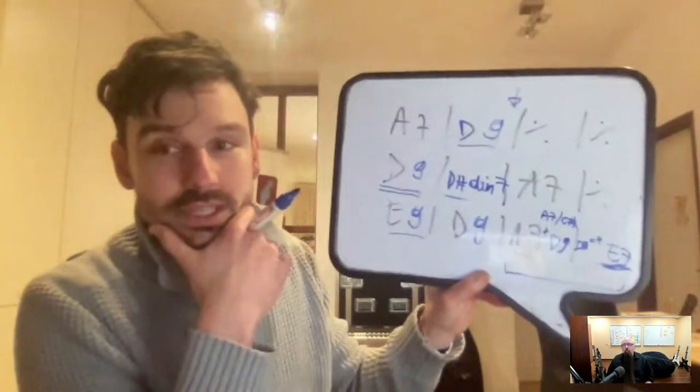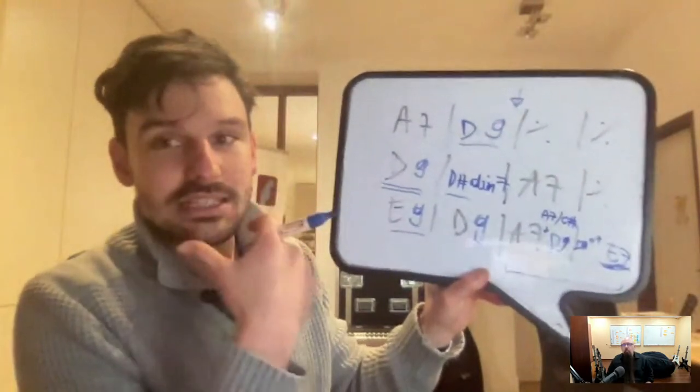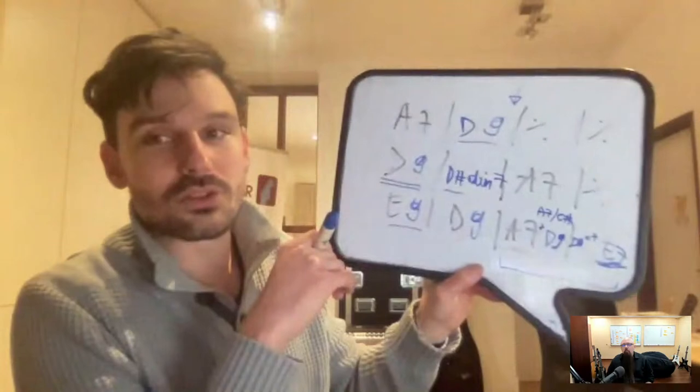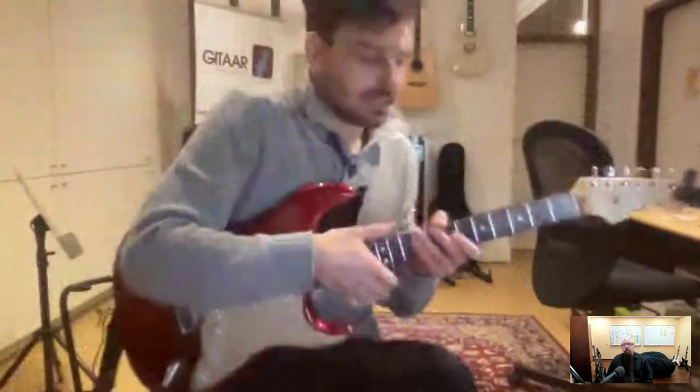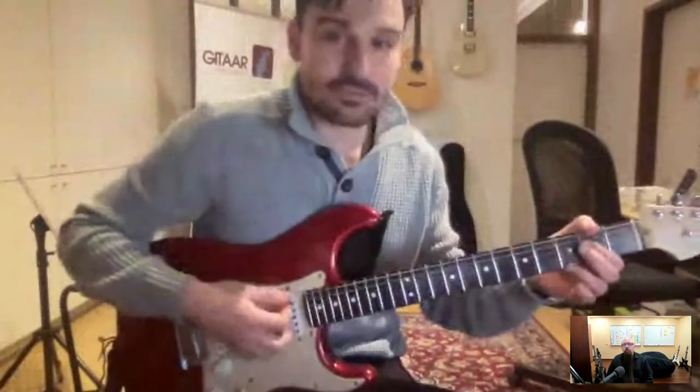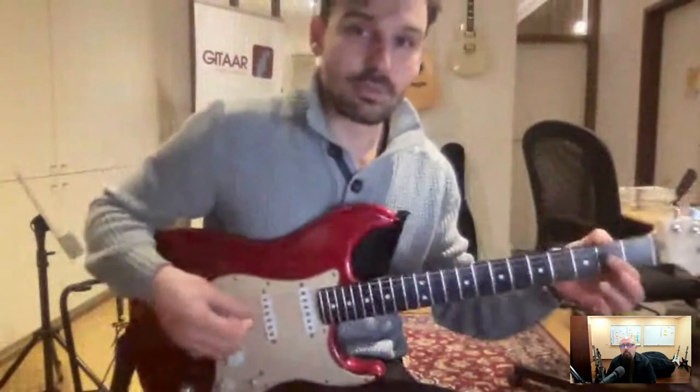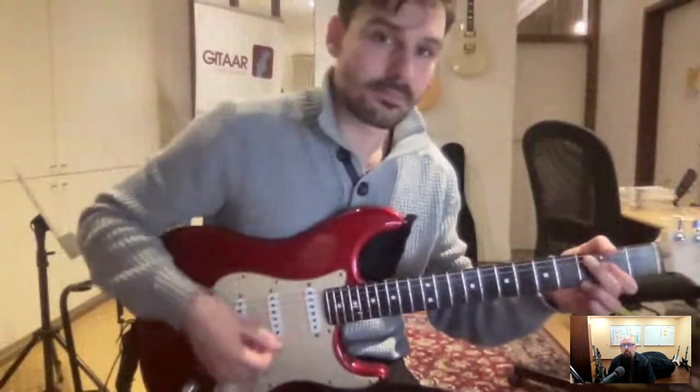All right. And Jeffrey says in the chat, I think it will be a good idea to play it also so everyone can understand it quickly. All right. So I'll play it just on my Strat here, and it's a really nice progression, like I mentioned. So A7 could be played as an open chord.